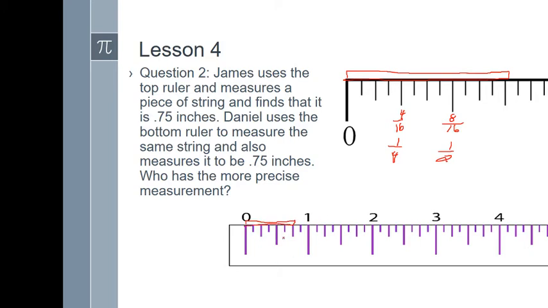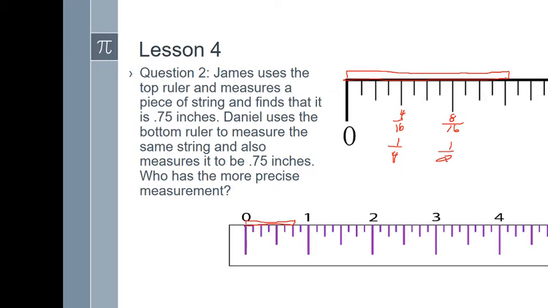And so this person calls it 0.75, but now you can see in this ruler here that we don't have tick marks at every 1/16 of an inch. We have them at every 1/8 of an inch. There's 1/8, there's 2/8 or a quarter, 3/8, 4/8 or a half of an inch, 5/8, 6/8 or 3/4 of an inch. All right, so the question is, who has the more precise measurement?